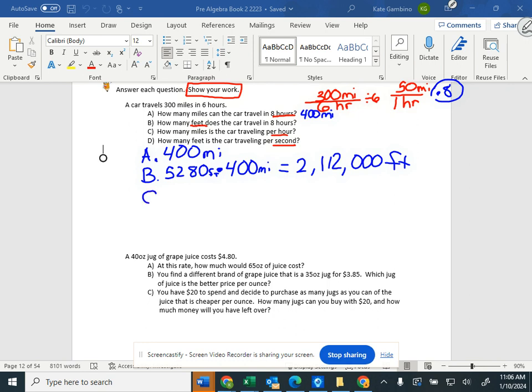So now let's look at C. How many miles is the car traveling per hour? Oh, we already answered that. We already found that unit rate. That was an easy one, because we already had to do that math. So let's look at D. How many feet is the car traveling per second?